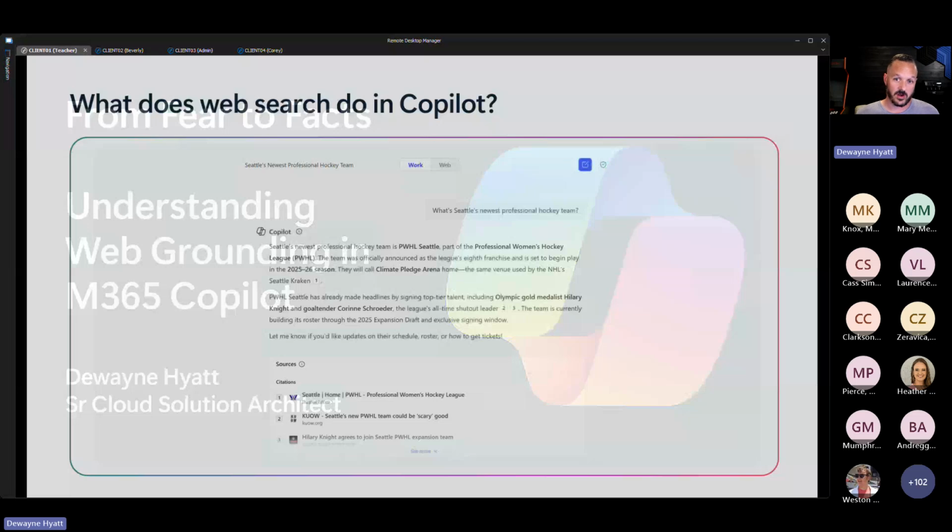So through a process called grounding, or more specifically, retrieval augmented generation, we take pieces and parts of the user's prompt and send them over to Bing. We find web pages that are hits for those keywords, and then we take those web pages and we feed them to the LLM so that it can understand them and then present the user with an answer. So in this case, we have what's Seattle's newest professional hockey team, and we get an answer. We also get sources cited at the bottom of where this answer came from.